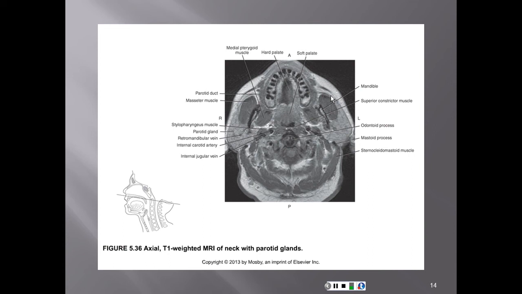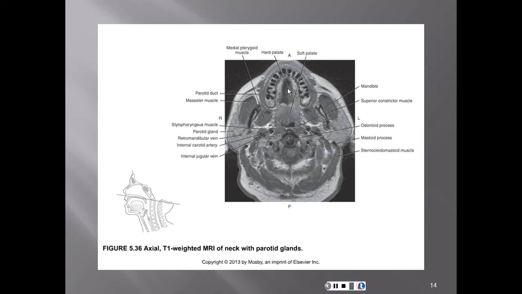Now we've traveled back up the C-spine here. It's axial T1 weighted MRI of the neck with the parotid glands. Looks like at the level of C1, because I'm looking at the odontoid process. So if you're looking at the odontoid process, well, C2 is going to be inferior to this image right there. So it should be in the region of C1.